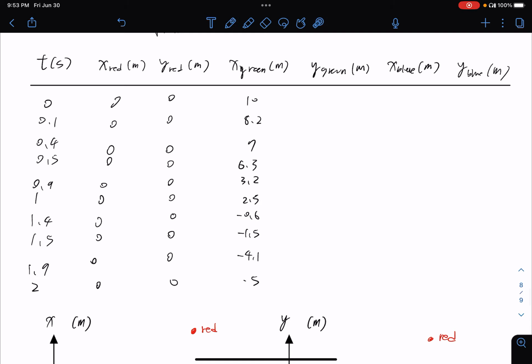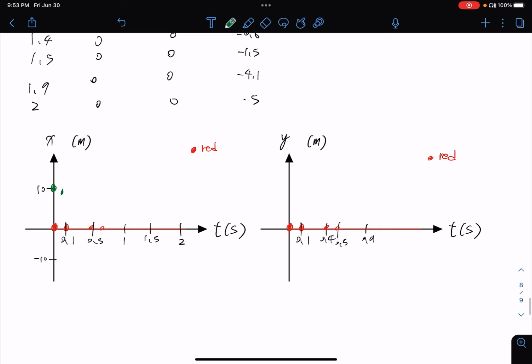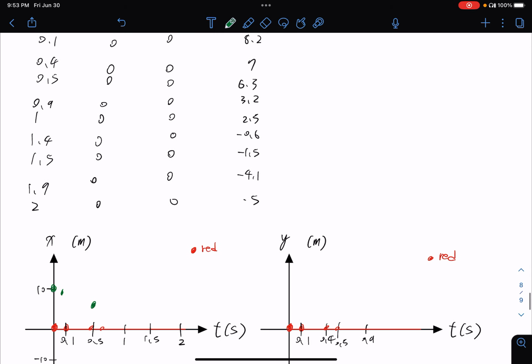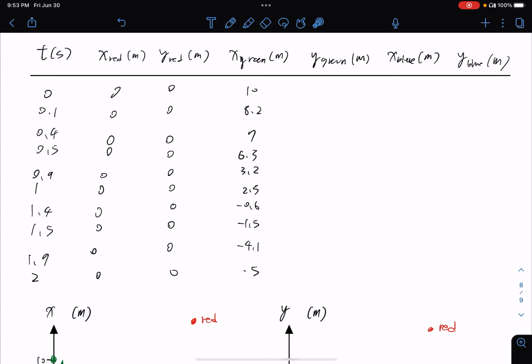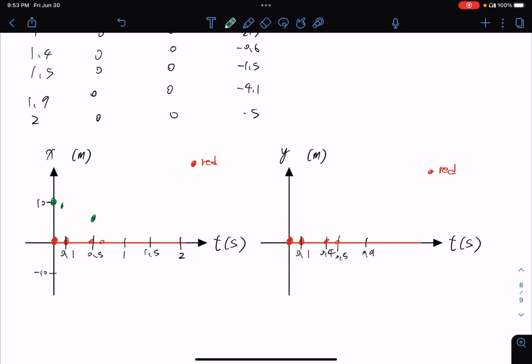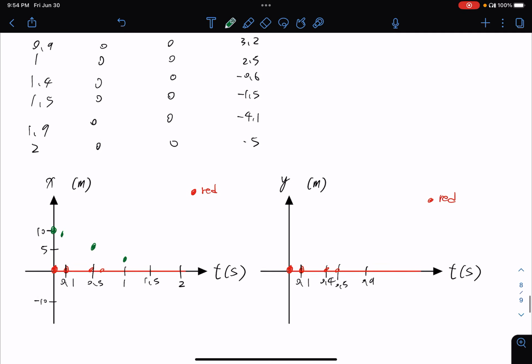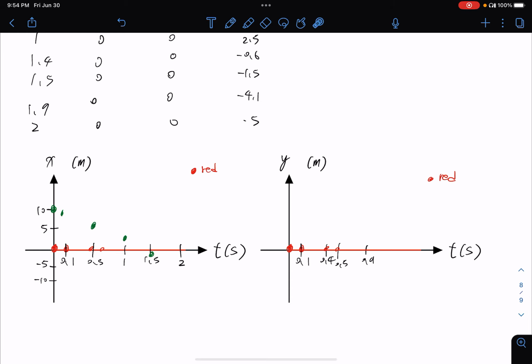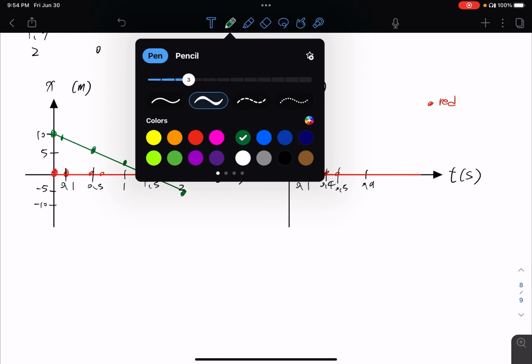So at t equals 0.5, it is 6.3, which is around here. Of course, you can try to graph it more accurately, but you don't have to for this problem. And at t equals 1, x green is 2.5. If there's 10, here is 5, so 2.5 is between 5 and 0. So it is here. And when t is 1.5, it's negative 1.5, which should be closer than negative 5 to the horizontal axis. So let's say around here. And then for 2 it is minus 5, so minus 5 is here. So you see it should be kind of like a straight line for the xt graph. Let's do the vt graph later.